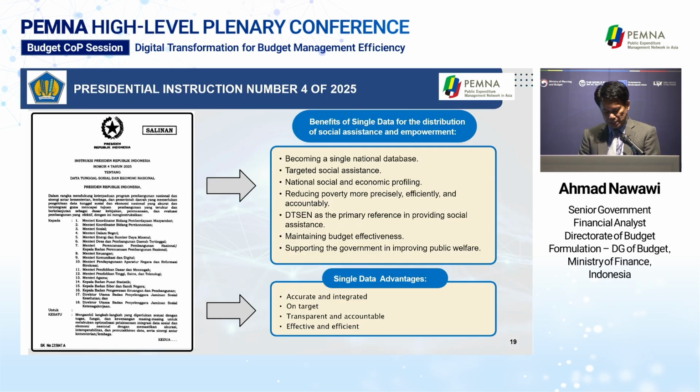Benefits of DTSEN. DTSEN provides several major benefits. First, it creates a single national database for social protection programs. Second, it improves targeting accuracy and transparency. Third, it enhances budget efficiency by reducing duplication and leakages. Ultimately, the system helps the government deliver social protection more precisely and accountably.